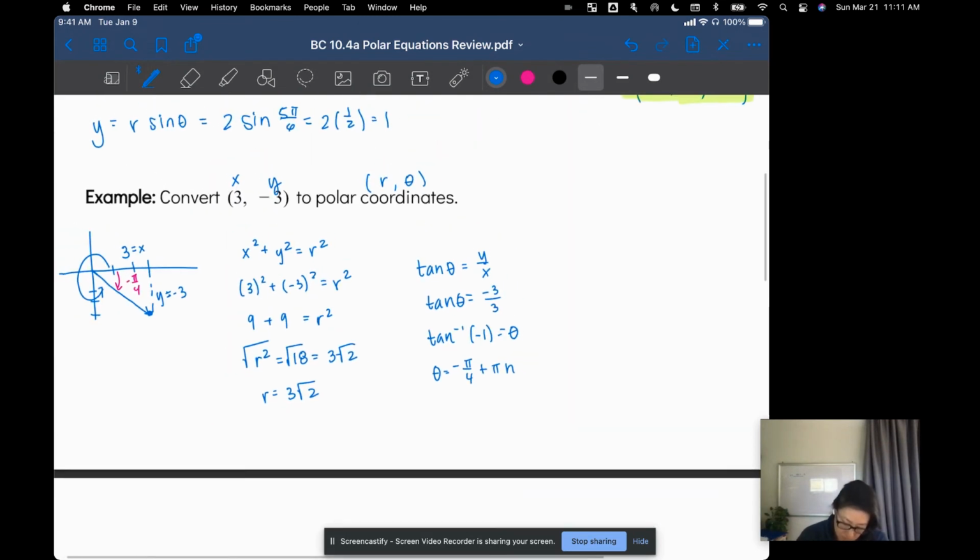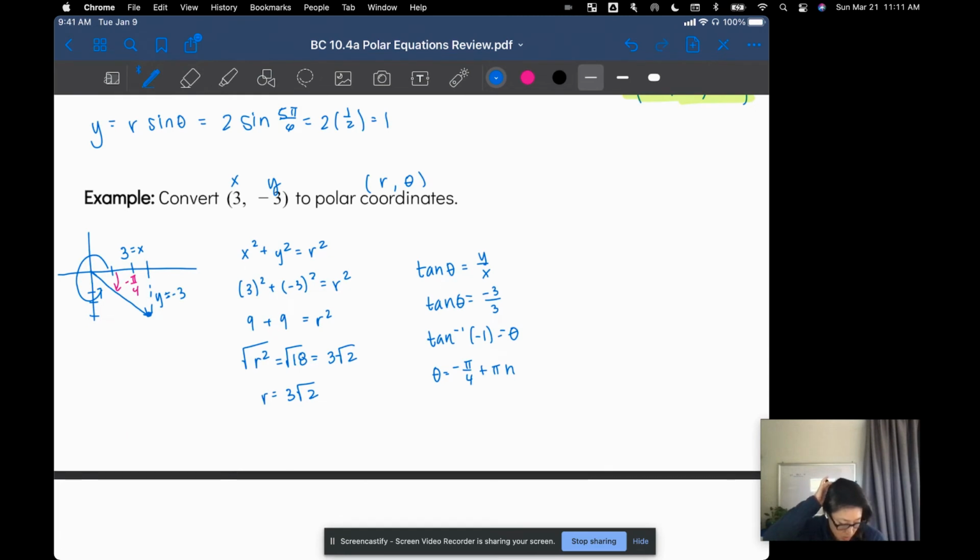But it's every 360 degrees, so we're going to say 2 pi n, because for the secondary angle, you'd have to reverse the radius. Okay, so I'd have my polar coordinate r comma theta is equal to 3 root 2 comma negative pi over 4, or an equivalent version is 3 root 2 comma 7 pi over 4.